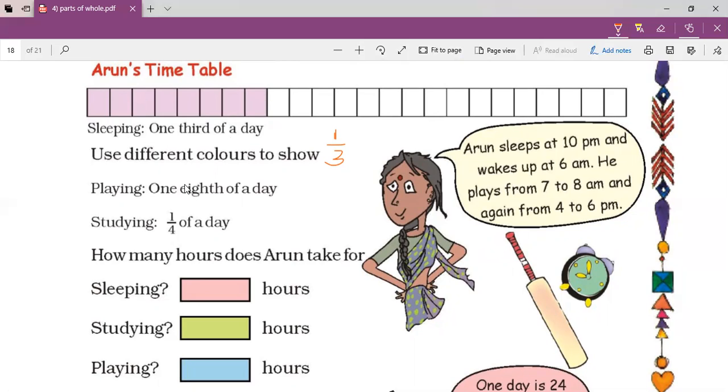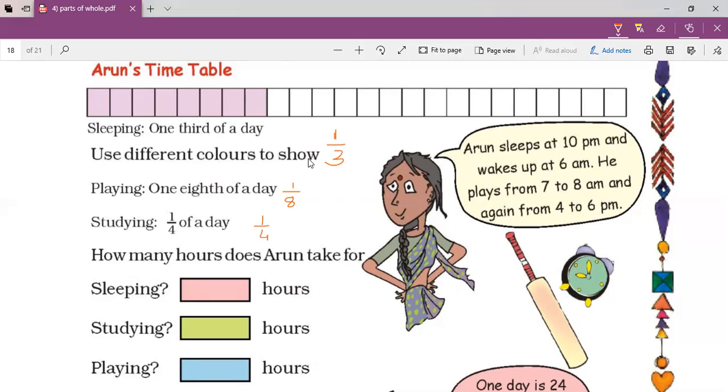Now they ask us to use different colors to show playing 1/8 of a day. 1/8 means 1 by 8. And studying 1/4 of a day. We have to show these things on this given strip or bar. For studying we have to use green color, and for playing we have to use blue color. Sleeping is already colored, so there is no need to find that out. But still, let's see how they colored the bar for sleeping.